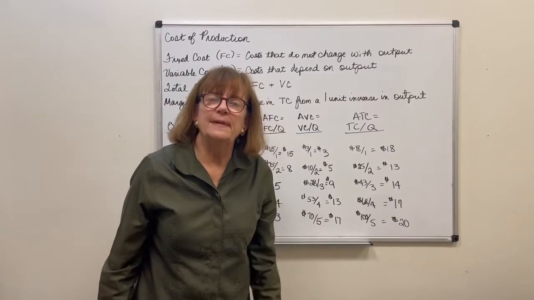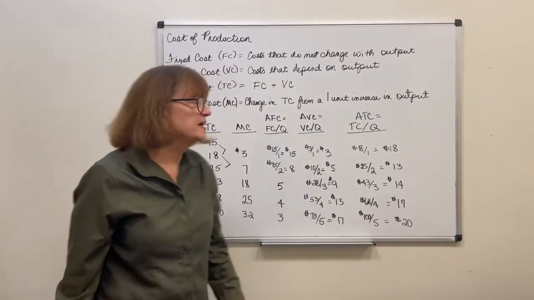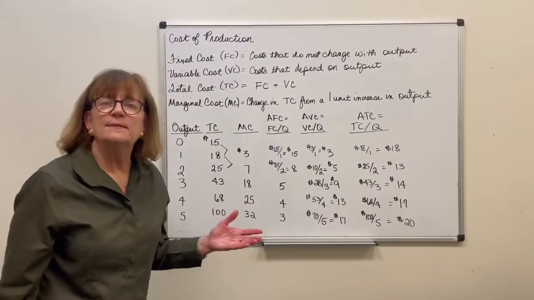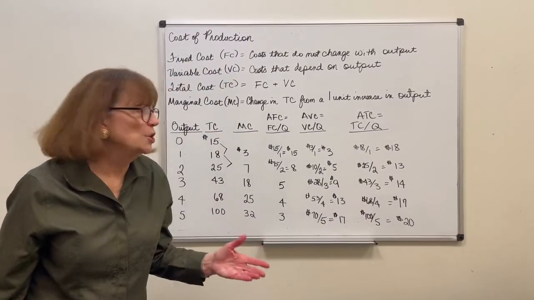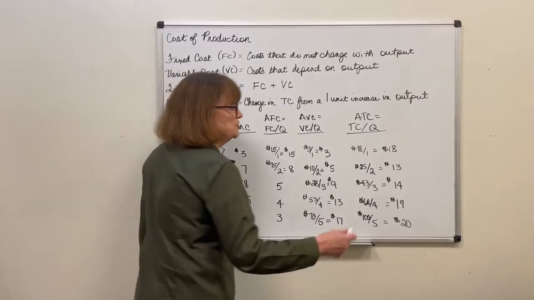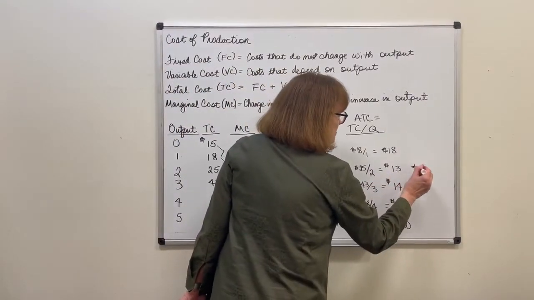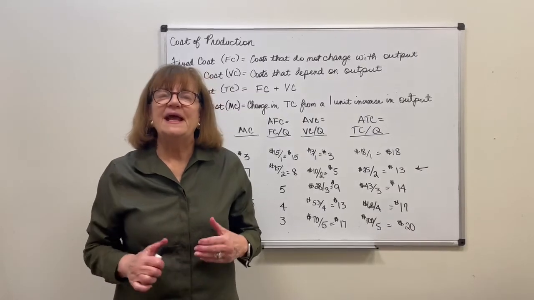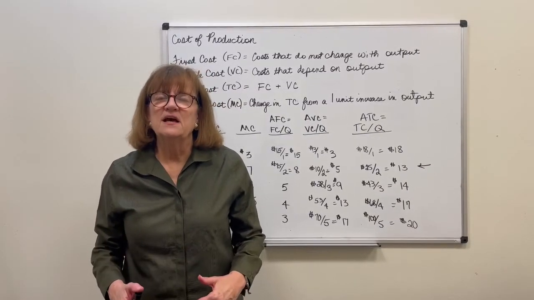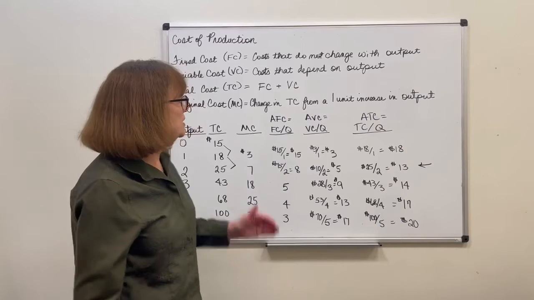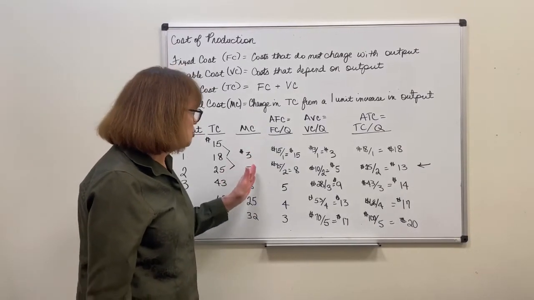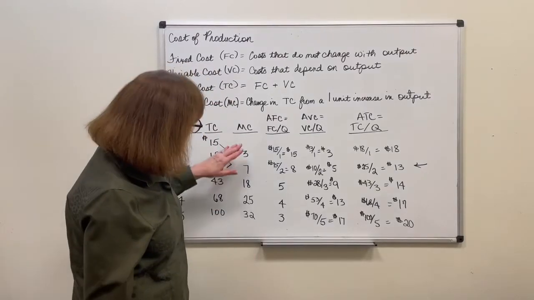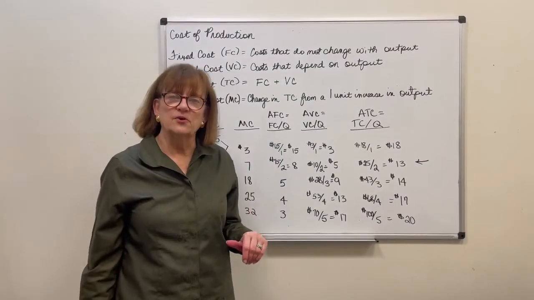The question might ask, what's the fixed cost? It might ask you, what's the minimum point of average total cost? If that's the question, it's right here. That's the cheapest possible average total cost. If it asks you to calculate variable cost, you can do that using the marginal cost, the additional increase for each unit, and you simply add those together.